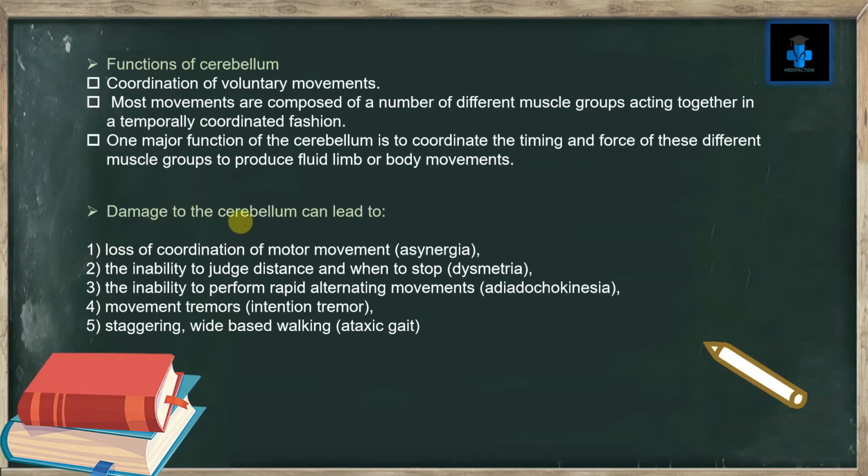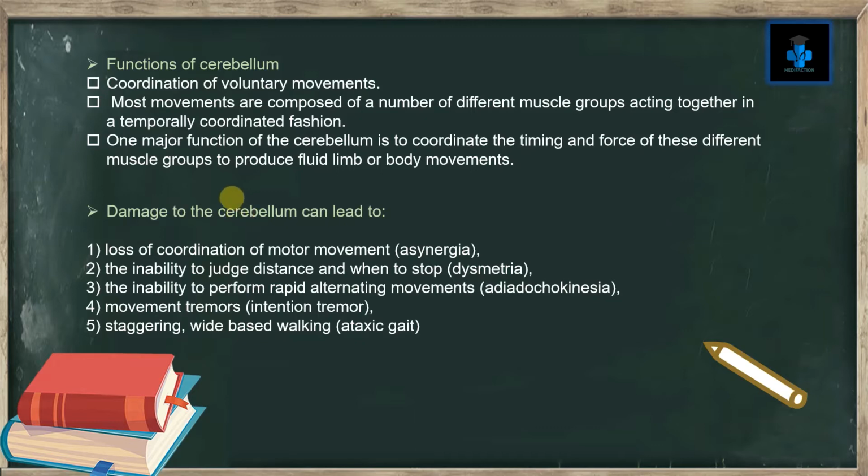Functions of cerebellum. The first function of the cerebellum is coordination of voluntary movements. Most movements are composed of a number of different muscle groups acting together in a temporally coordinated fashion. One major function of the cerebellum is to coordinate the timing and force of these different muscle groups to produce fluid limb or body movements.